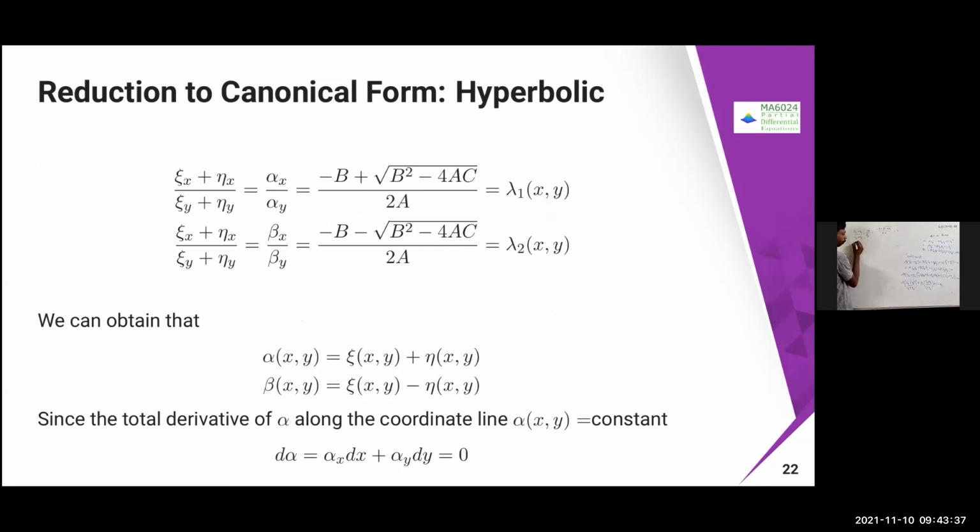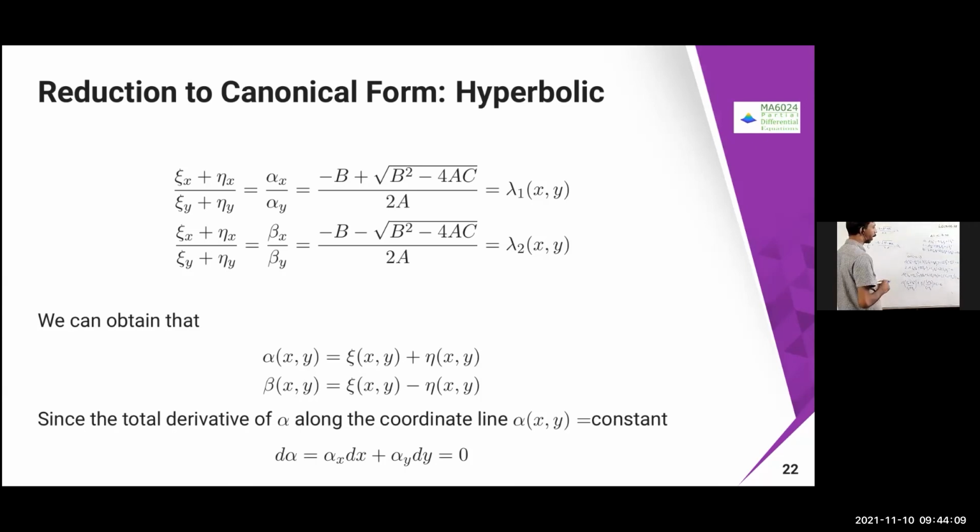And another root is going to come. So I'm going to write chi x plus eta x divided by chi y plus eta y equal to beta x by beta y. That is going to be minus b minus square root of b square minus 4ac by 2a. That I'm going to call lambda 2. Here I'm just going to simplify this a little further.